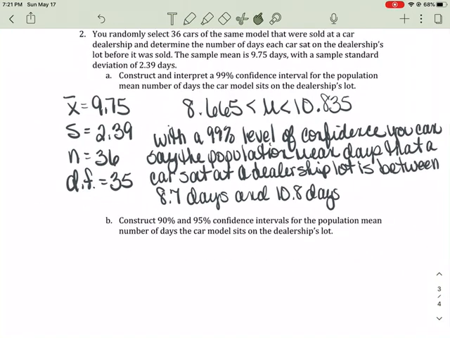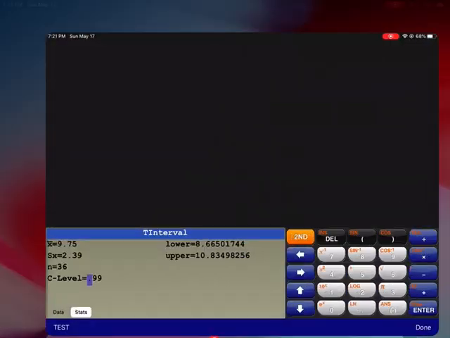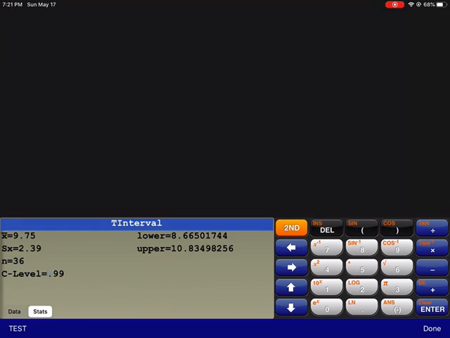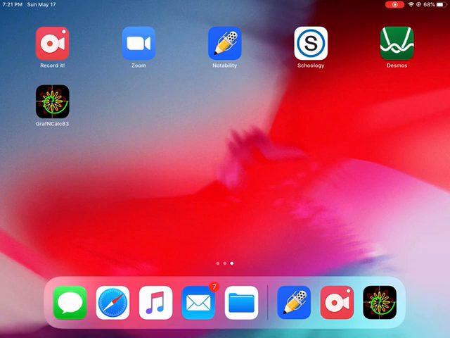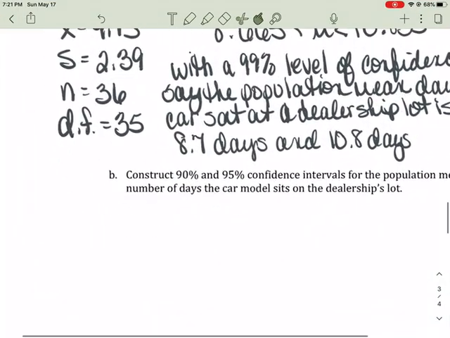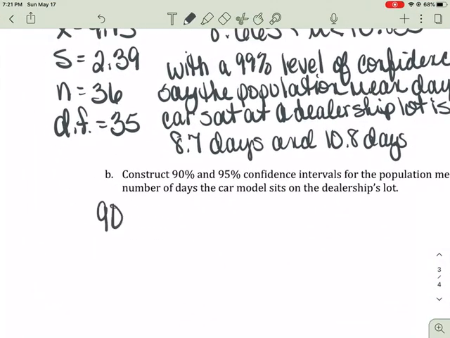Okay. All right, so let's try the next one using our app. Everything is going to stay the same, but now we're going to change our C level to 90 and 95. So this C level I'm going to change to 0.9. Press enter. Okay, so we went to 9.77 and 10.423. Okay, so 90. And you can also write it using parentheses. We'll do the next one using parentheses.